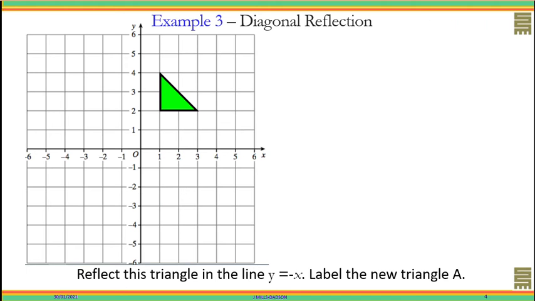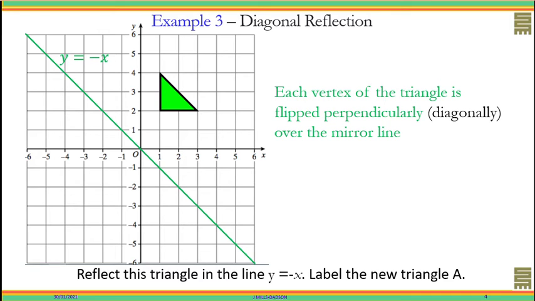Example 3. We have diagonal reflection. We are supposed to reflect the green triangle in the line y equals negative x. And from what we did earlier on, y equals negative x is a diagonal line. And it's this line.